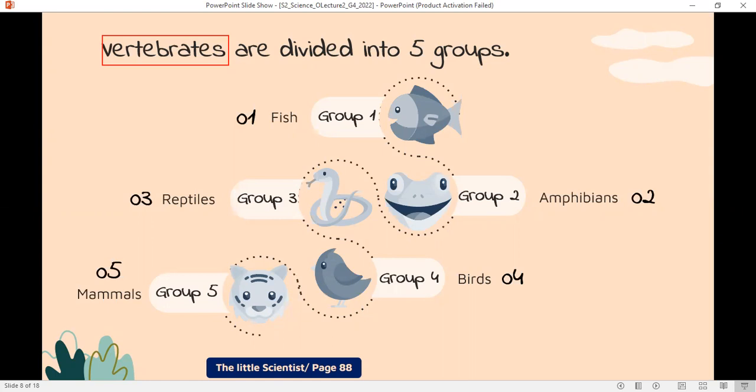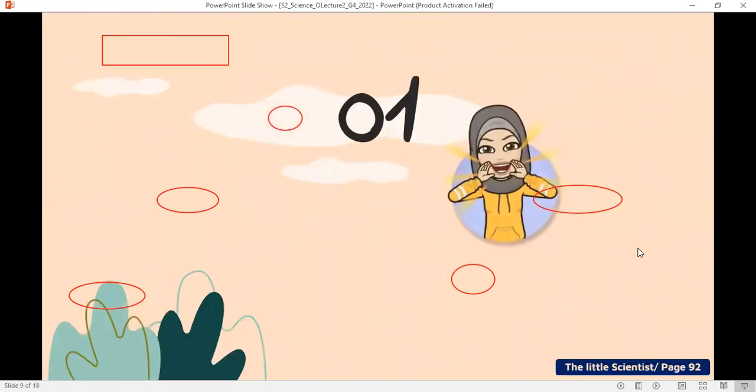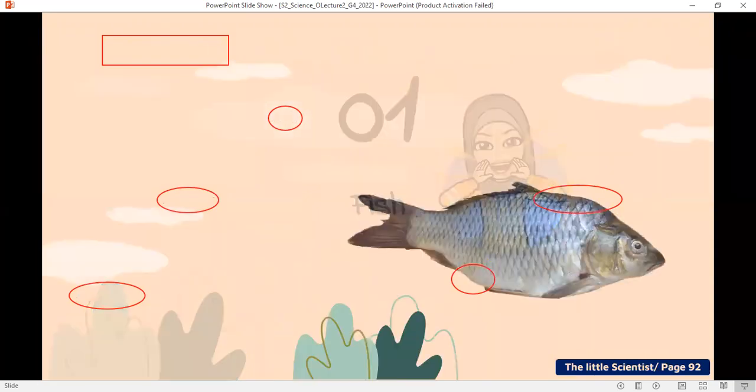Again, scientists divided animals into two large groups, vertebrates and invertebrates. Okay, two big classes of animals. Vertebrates are animals with a backbone. Scientists divided these vertebrates into 5 subclasses, 5 small classes: fish, amphibians, reptiles, birds, and mammals. Today's lesson is especially about the first group of vertebrates, the fish group.